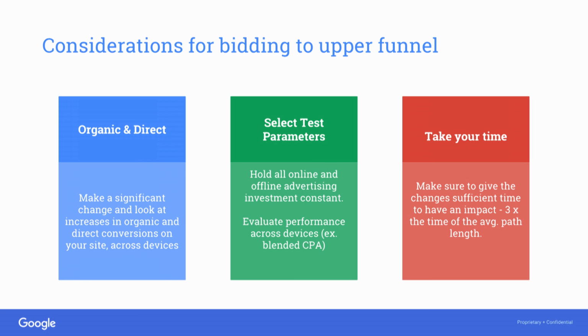Second piece is having test parameters, so holding other advertising constant. Don't launch a YouTube campaign at the same time. We're trying to prove some causality here when you make a significant investment in mobile's upper funnel value. And third is giving it time. We've talked a lot today about the fragmented consumer journey, maybe increased path to purchase. So we usually say about 3 times the average purchase length to allow yourself to get an accurate read on the overall test. Got it.